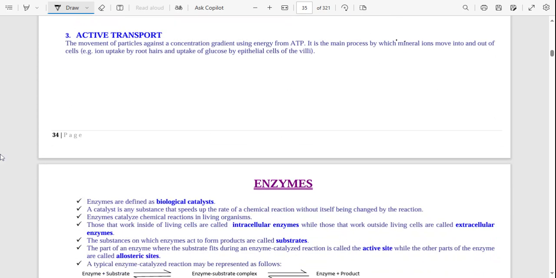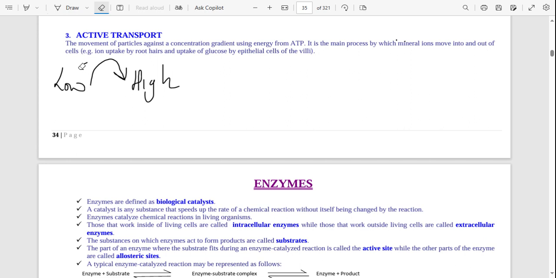There is also active transport. Now, active transport is the movement of substances using energy. The difference is that you don't move from high concentration to low concentration. Instead, in active transport, things will move from low concentration to high concentration. But then there is ATP. ATP is a form of energy. That is why things can move from low concentration to high concentration.